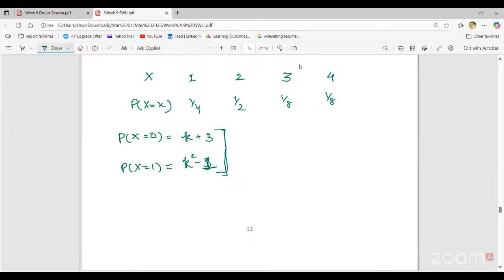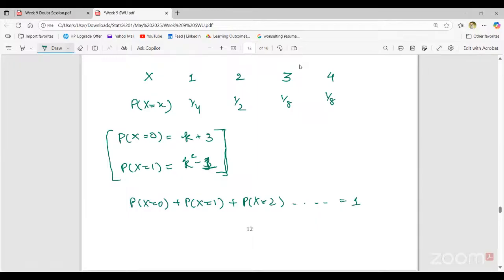For x equals to anything other than 0 and 1, P of x equals 0. So if you need to find out this value, you know the sum of all the probabilities is 1, right? So you just have to add all the probabilities. Probability of x equals to 0 plus probability of x equals to 1 plus probability of x equals to 2 and so on, it goes on like that, equals 1.